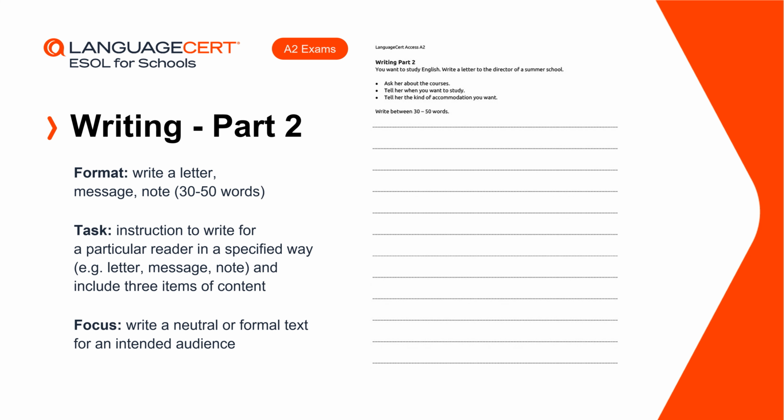Part 2 asks them to write a letter, an email, a note, etc., and write approximately 30 to 50 words again. They will be required to write for a particular reader and also include 3 given items of content. This writing task aims to assess their ability to write a neutral or formal text for an intended audience.